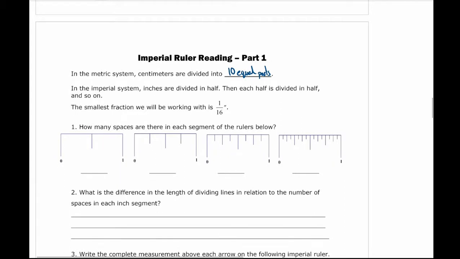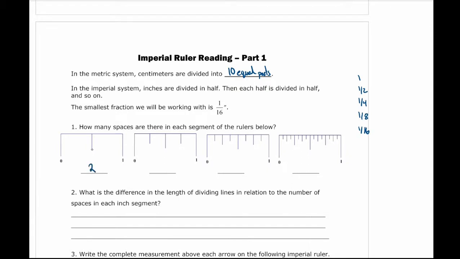But if we just want a little tip or a little cheat sheet, basically if we have 1, then we have 1/2, and then a half of a half is a quarter, then an eighth, then a 16th. So that's a little cheat sheet of how it will be broken down in terms of the fractions. So if we look at an example, how many spaces are there in each segment of the rulers below? If we look at the first one, there are 2 segments, right? So we see one here and another segment here. So there are 2 segments.